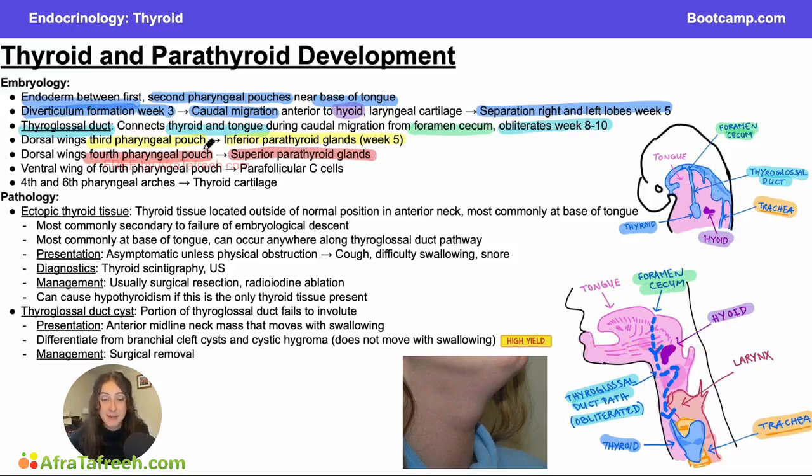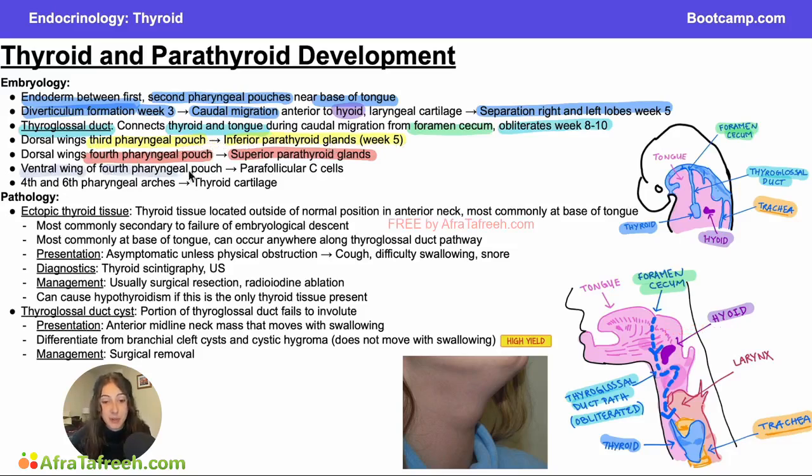And I think this is pretty easy to remember because the larger number 4 for the fourth pharyngeal pouch is going to be more superior than the smaller number 3 for the third pharyngeal pouch. And I just remember that we count up, so we are going to have the higher number, the fourth pharyngeal pouch, giving rise to the more superior parathyroid glands.